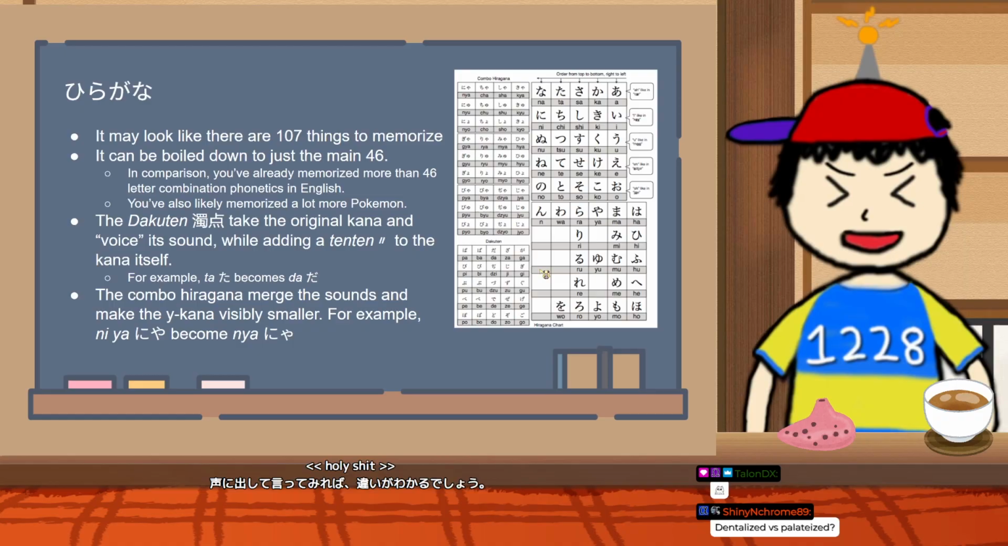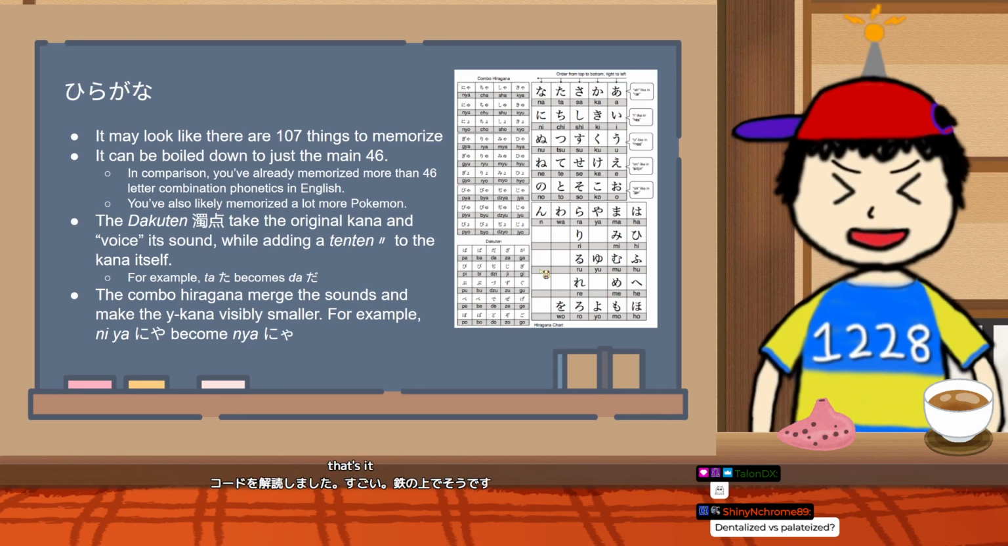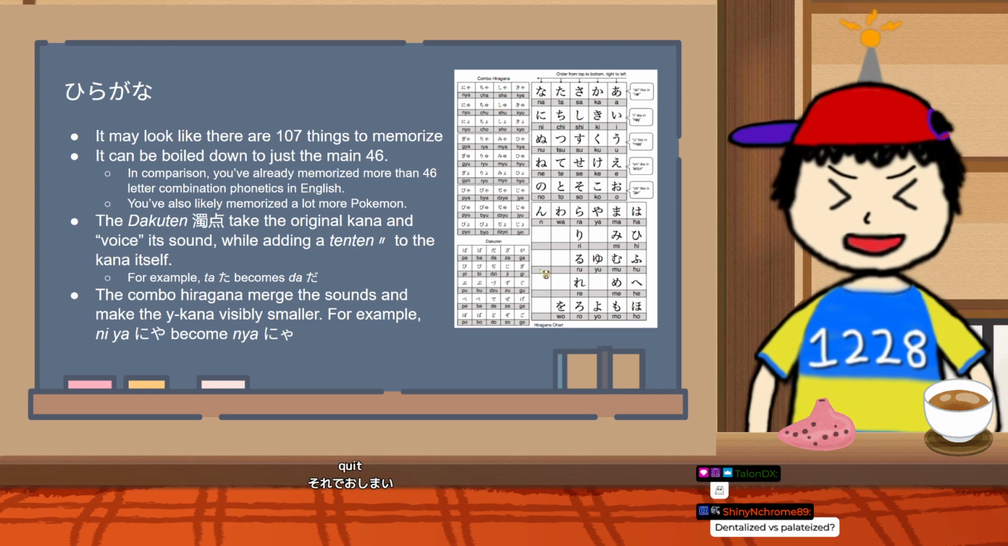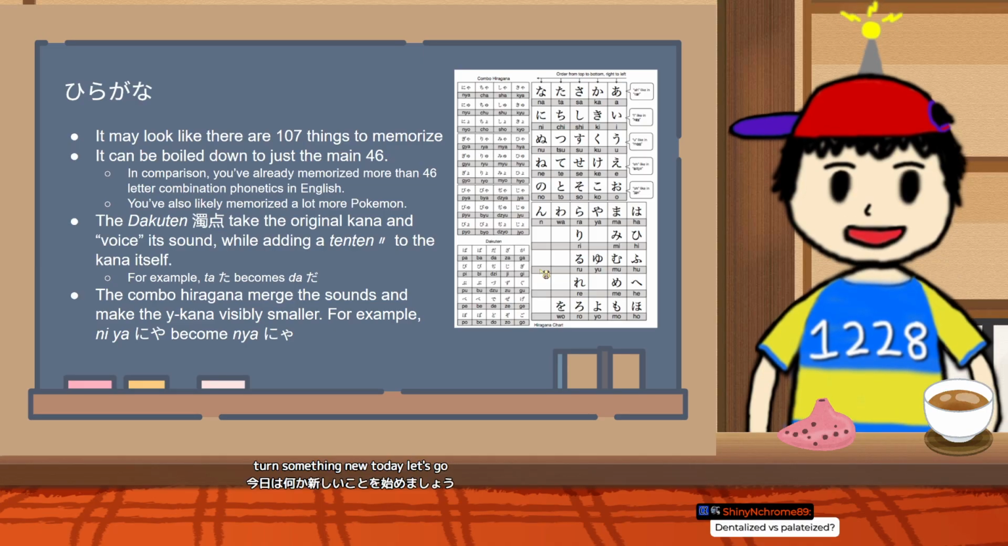You cracked the code. Holy shit. Yes. Unironically, yes. That's it. That's actually it. Freaking, I learned something new today. Let's go. But that's how it works.